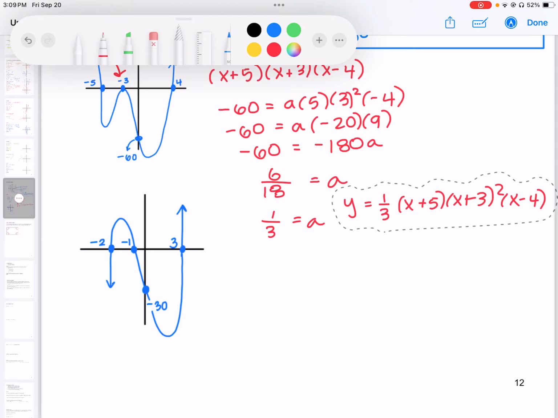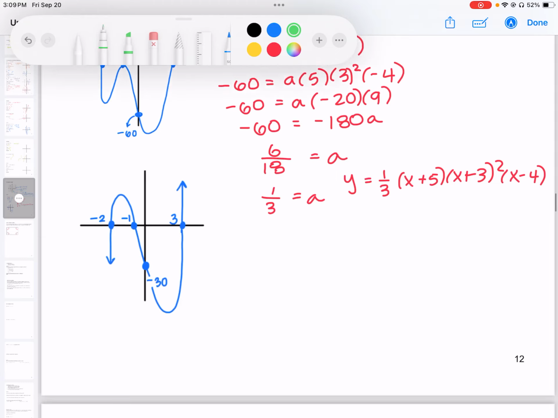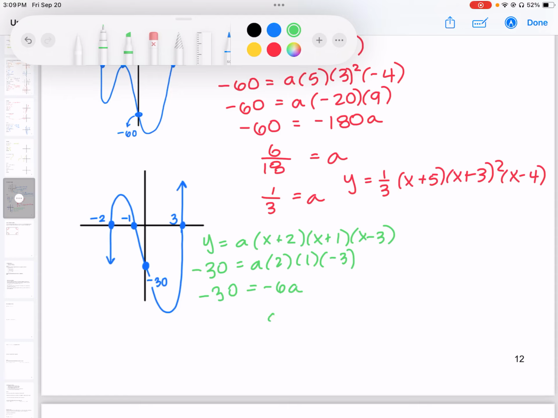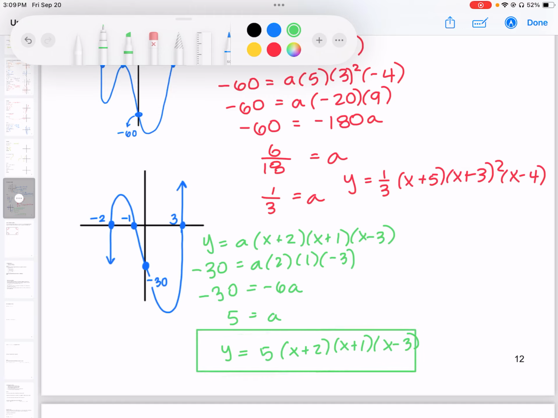There we go. This last one, we have x plus 2, x plus 1, x minus 3. We can set it equal to negative 30 and solve. Negative 30 equals negative 6a, and a is equal to 5. So we have y equals 5 times x plus 2 times x plus 1 times x minus 3. That would be the function of that graph.